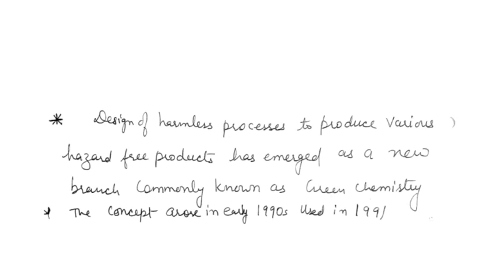We can also define green chemistry this way: design of harmless processes to produce various hazard-free products has emerged as a new branch commonly known as green chemistry. The concept arose in the early 1990s and was first put to use in 1991.